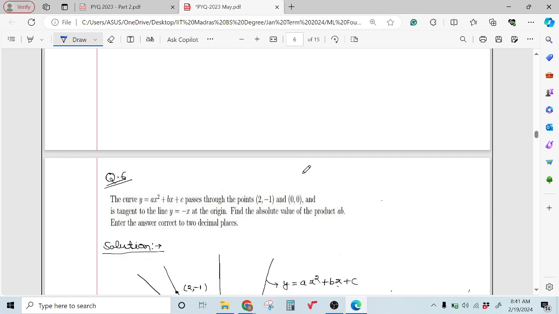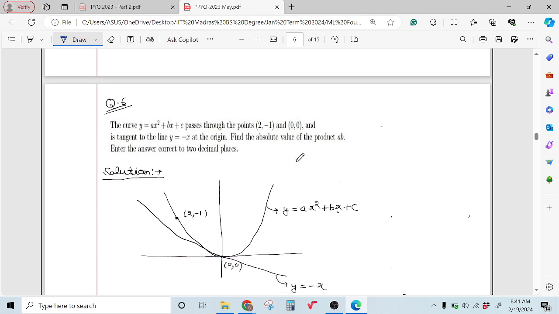The next problem: the curve y is equal to ax square plus bx plus c passes through the points 2 comma minus 1 and 0 comma 0, and is tangent to the line y is equal to minus x at the origin. We have to find the absolute value of the product ab. Enter the answer correct to 2 decimal places.